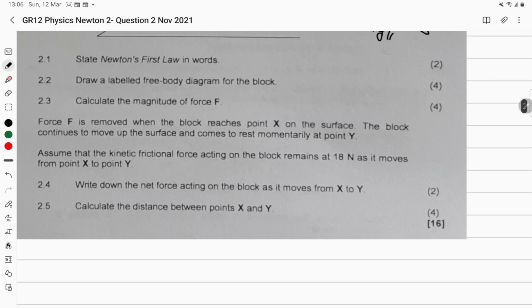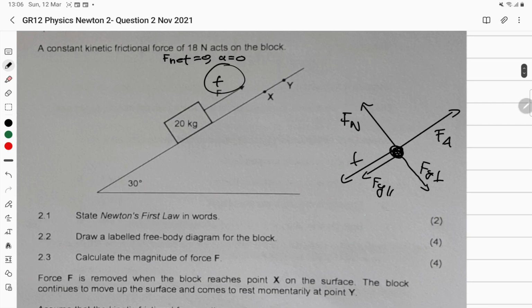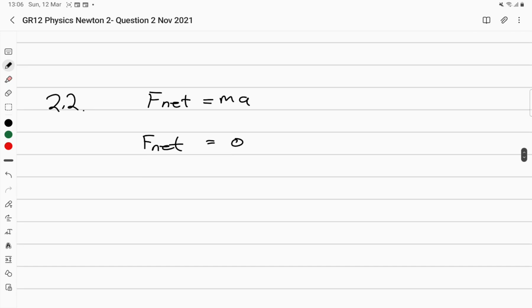Looking at our free body diagram, what is working in the x-plane? We have an FG parallel, a friction force, and an FA. Let's take uphill as positive. So FA is positive, and friction and FG parallel will be negative values. So let's write that down like this, and all those values will add to 0 because we have no acceleration. Now they're trying to find what FA's value is, so I'm just going to do some algebra here.